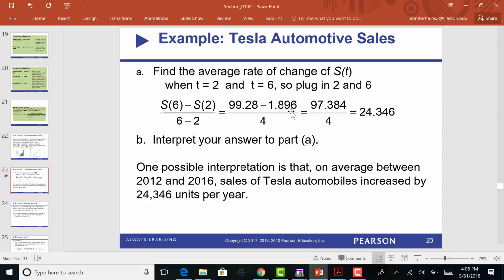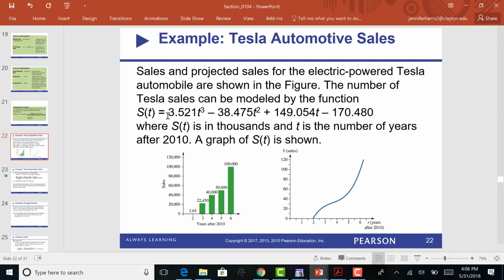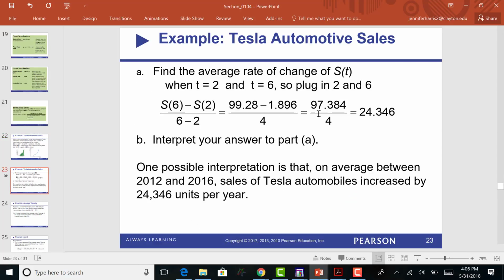How did I get 99.28? When you plug it into the previous slide. See that equation right there? That 3.5 to 1. So everywhere you see a T, what number did we plug in? A 6, and then we went back and plugged in a 2. Once you do that, you get these 2 numbers that you see here. You should get this one and this one. Are these Y values, guys? Say yes. Yes, they are. They are Y values just like the slope.